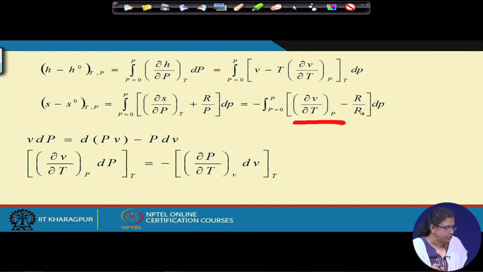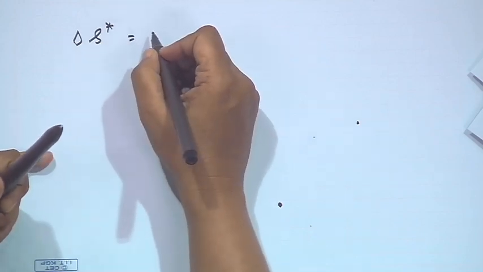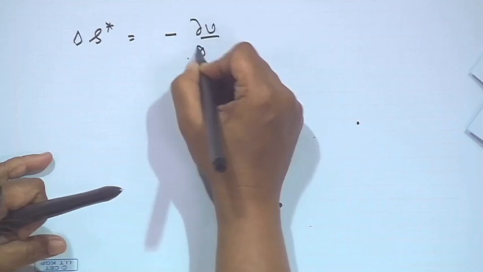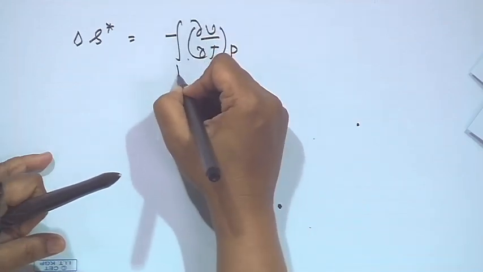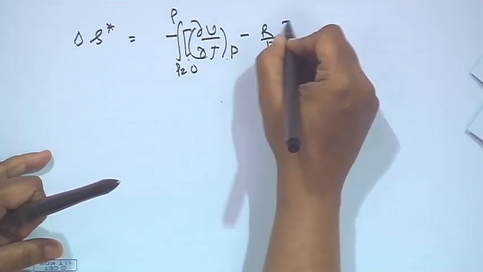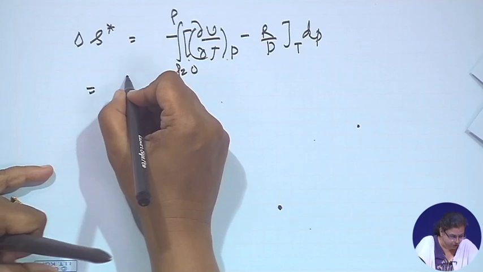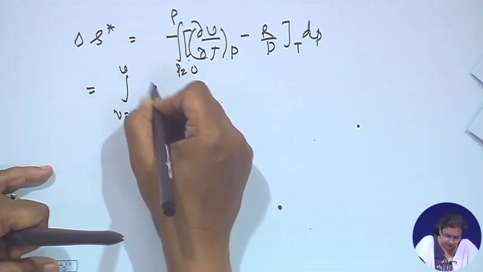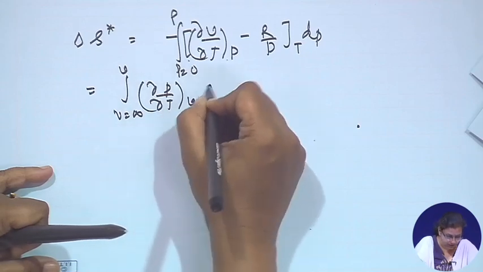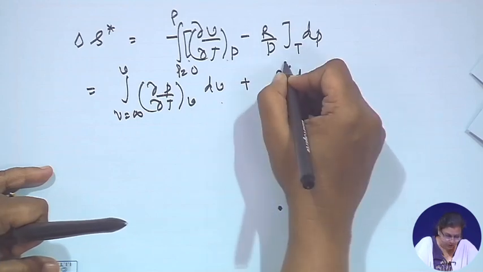If you make the necessary substitutions, then what do you get? Once you make the necessary substitutions, I will just write it down once more. Your delta S star then becomes equal to, in this case, minus del V del T at constant P integral P equals 0 to P minus R by P dP at constant T, fine. So, if you make the substitution, you get V equals infinity to V del P del T at constant V dV plus R dP by P integral P equals 0 to P.